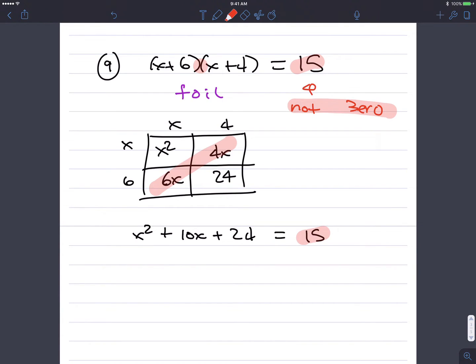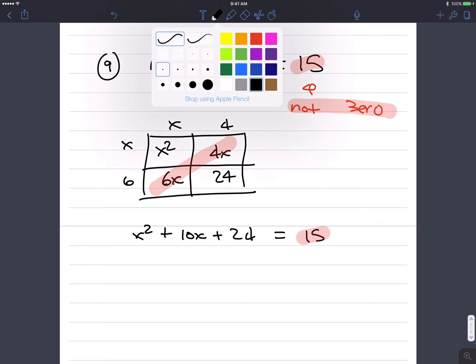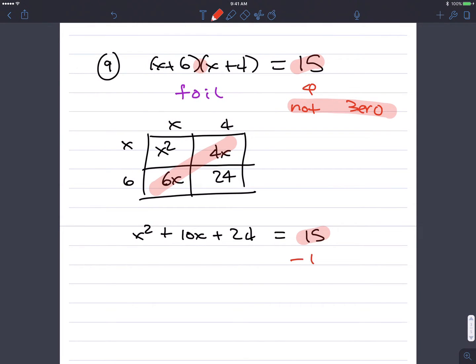Okay? Now remember, like you guys said, the 15 over here is not 0. So how do you make it 0? Good. Subtract 15 from both sides. Be fair. And you get x squared plus 10x. What's 24 minus 15? That's plus 9, and that equals 0. It's number 9.